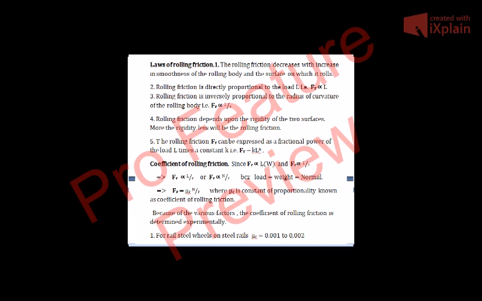Similarly, if the rolling body is rigid, but the surface on which it rolls is not rigid, for example, it is moving in mud, not on a hard road surface, you can see there is a lot of friction. It may not be able to move. So both the surface of the rolling body and the surface on which the body rolls must be rigid, must be hard. Harder the two surfaces, more rigid the two surfaces, smaller will be the rolling friction.